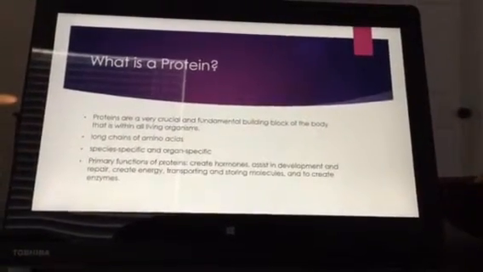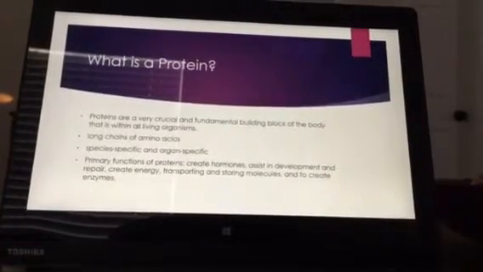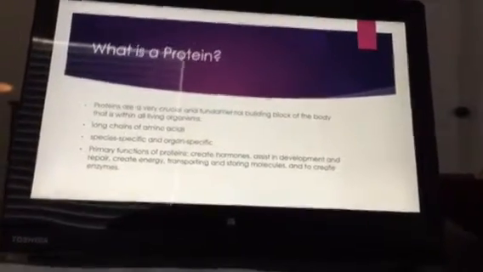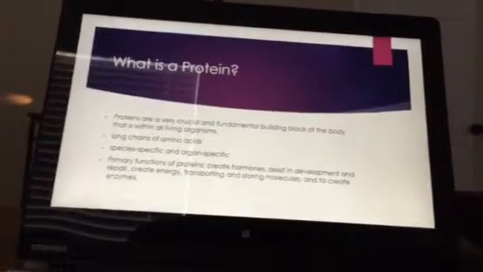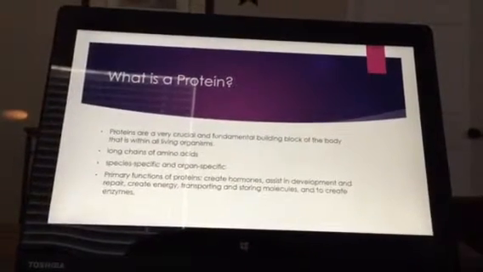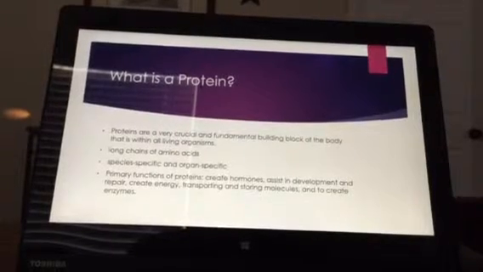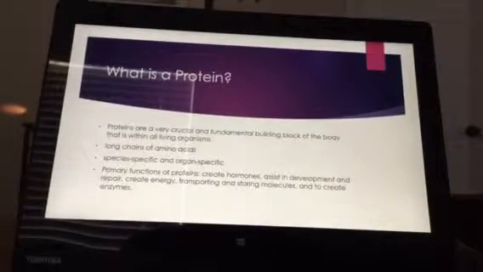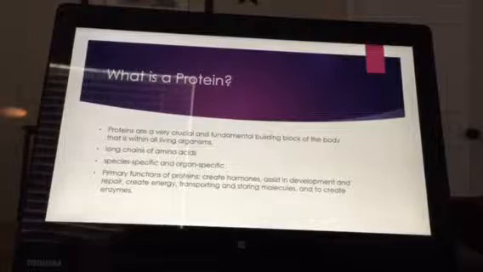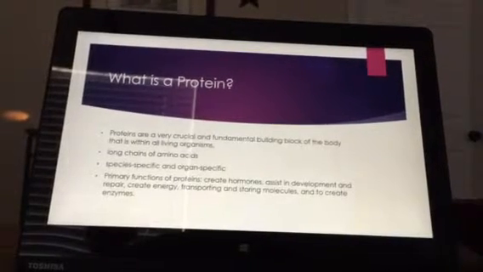Proteins are species specific and organ specific. This means that between two species, the proteins within each of them are going to be different. For organ specific, this means the proteins within the brain versus those in the kidney versus those in the liver are all going to also be different.